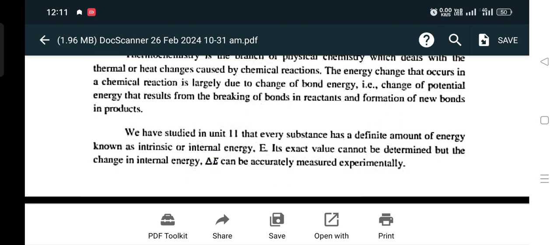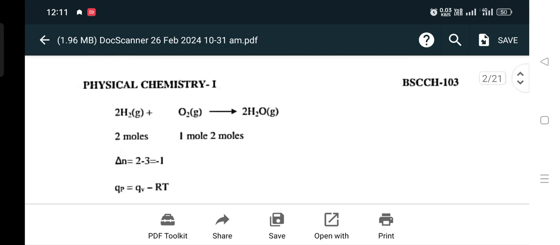We have studied in Unit 11 that every substance has a definite amount of energy known as intrinsic or internal energy E. Its absolute value cannot be determined, but the change in internal energy, del E, can be accurately measured experimentally.